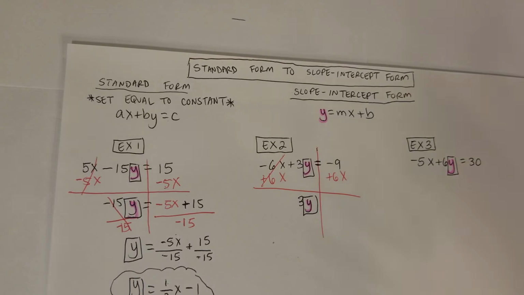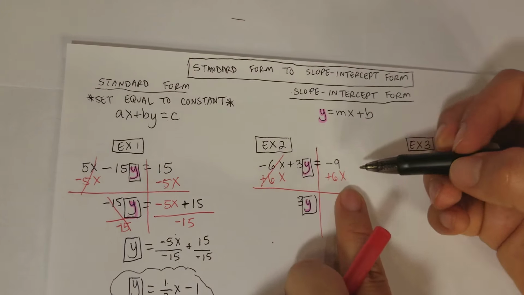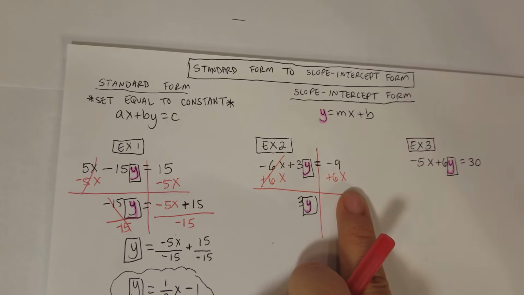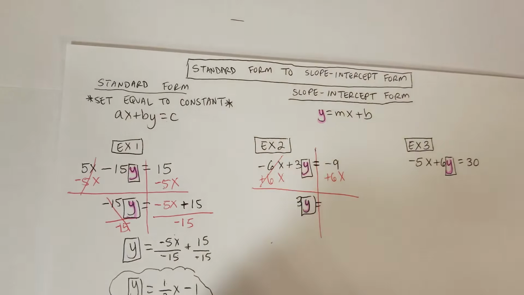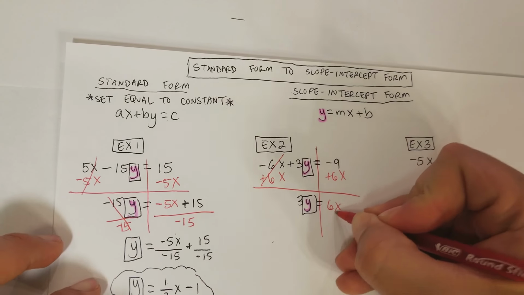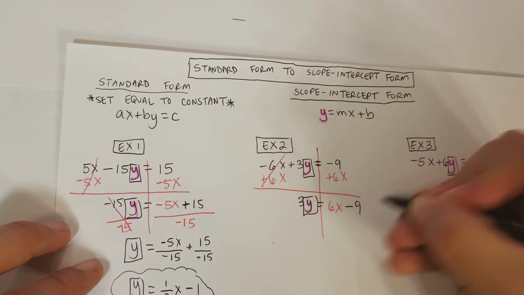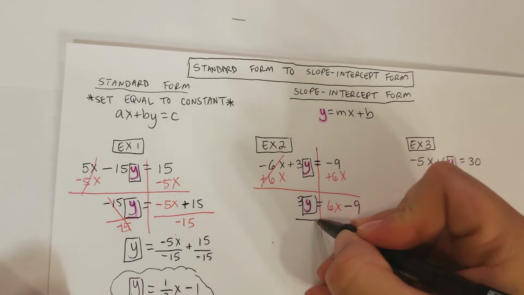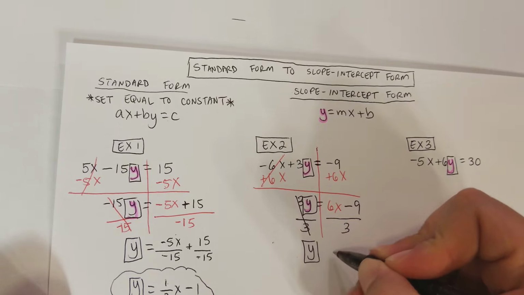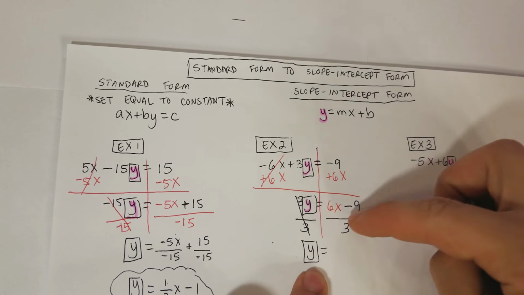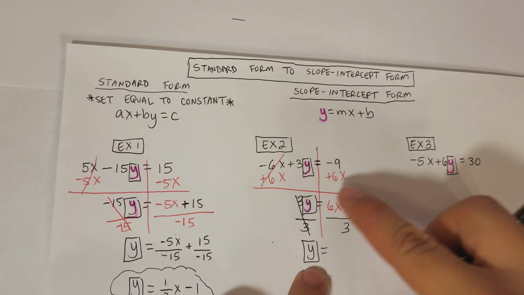Okay. On this side, again, we cannot combine the 6x with the 9 because this has an x and this doesn't. So don't feel like you have to. Since we can't combine it, we just don't. So we're going to be left with 6x minus 9. Finally, all we have to do is divide this side by 3. Divide this side by 3. So we get y, which I box, equals all this stuff on top divided by 3.